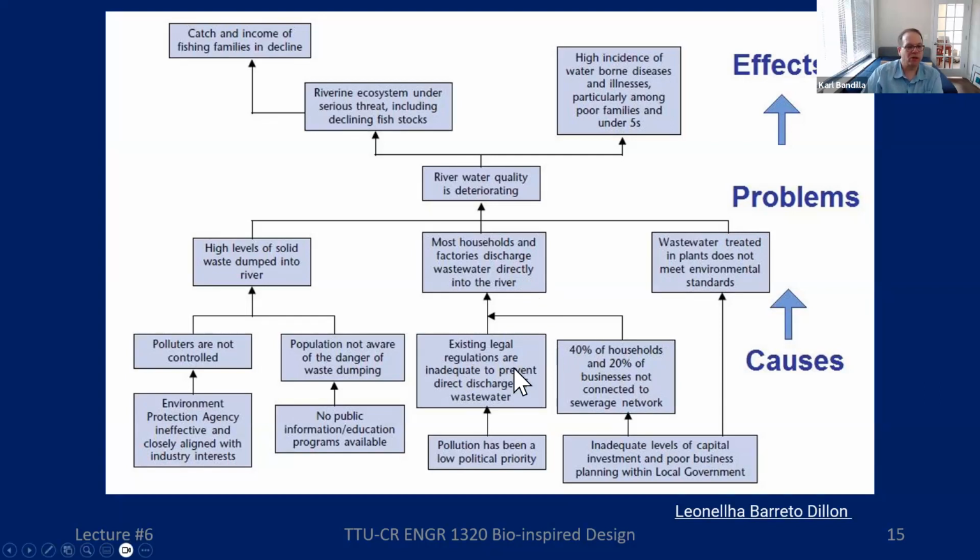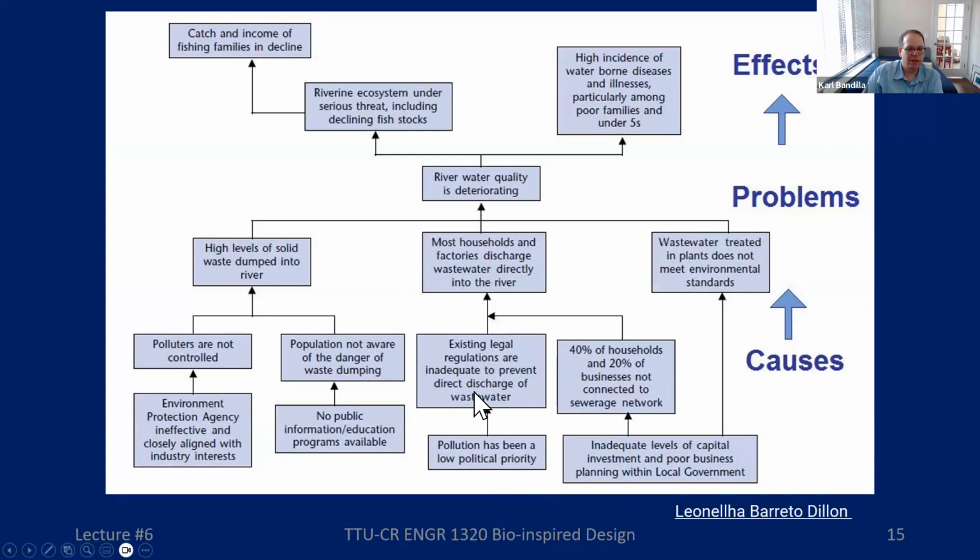And so now if we want to go even a step further back, we can say, why aren't there existing legal regulations? Well, it's because pollution has not been a high political priority. So nobody in politics cares, so they're not coming up with new regulations to go harder against pollution, which means people are dumping more stuff in the river, which means the water is going bad.